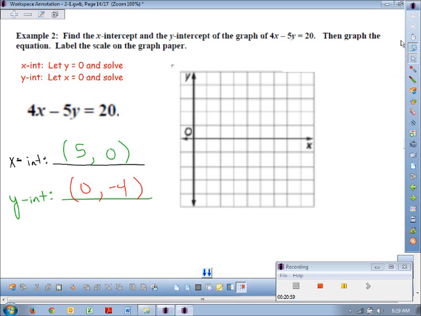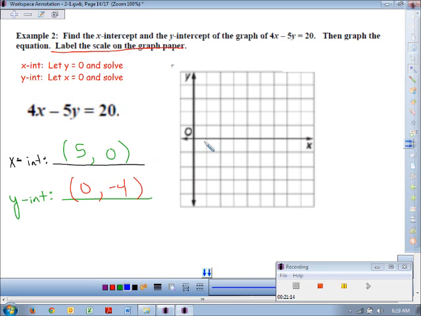So now they ask us to graph that, and we have to label our scale on the graph paper. That's where we're going to struggle, because we always feel that you can just assume that those are ones. That's not the case. We need to label our scale every time. So the x-intercept goes up to 5. I need to get up to 5, so I go by ones. I'd call this 1, 2, 3, 4, 5, 6, 7, 8. Just finish it out. And then for the y-intercept, we've got to get down to negative 4, so I'm going to call this 1, 2, 3, 4, 5. And then down here, negative 1, negative 2, negative 3, negative 4.